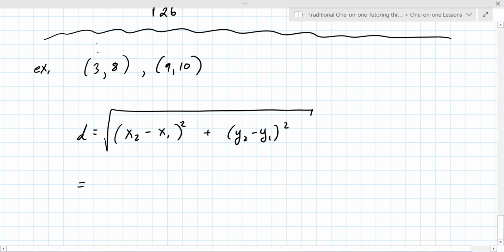It's always x and then y, okay? And the first ordered pair generally becomes x1, y1. So 9 is x2. What is x1? x1 is 3. Minus 3 squared. What is y2? y2 is 10, minus 8, squared.